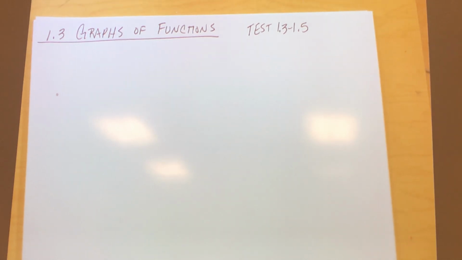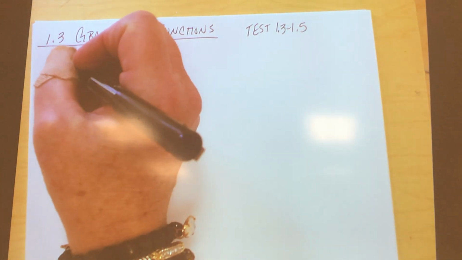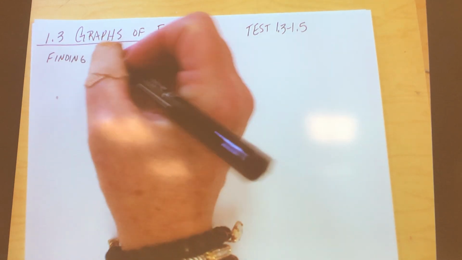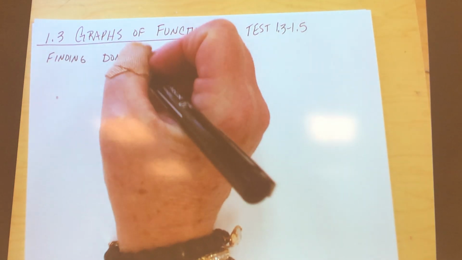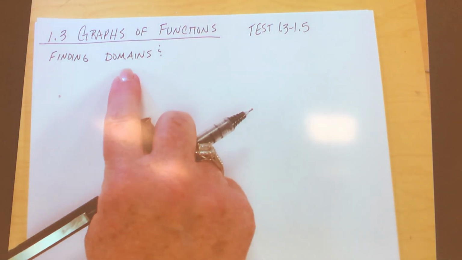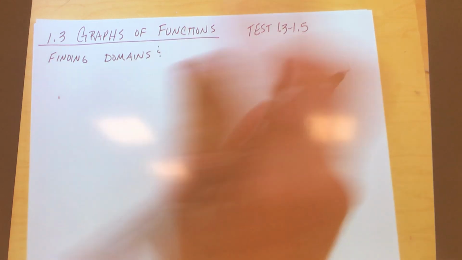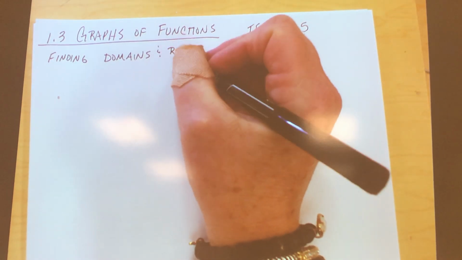Okay. So your test will be over 1.3 through 1.5. It will contain some stuff that you have seen before. The first thing that we're going to do is we are going to be finding domains and, yes, Sean said restrictions, yes, but we're going to look at them a little bit differently. And ranges.